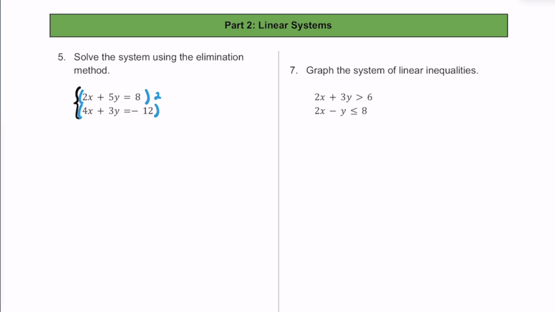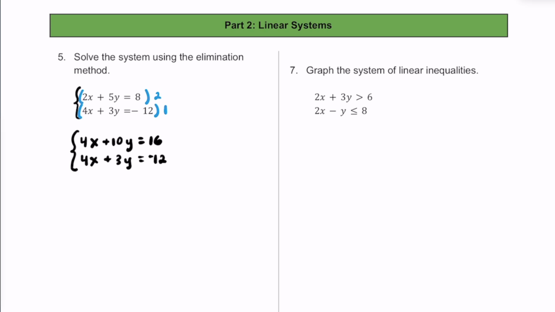We're going to leave the bottom one alone or just multiply it by 1. However you want to think about that is okay. So the goal is to get matching coefficients or opposites. If they're opposites, we're just going to add them together afterwards. If they're the same, we're going to subtract. So the top equation is going to be 4x plus 10y is equal to 16. And the bottom equation is just going to stay the same because of the identity property of multiplication, anything times 1 just stays the same. Or you can think about just not doing anything, that's fine too.